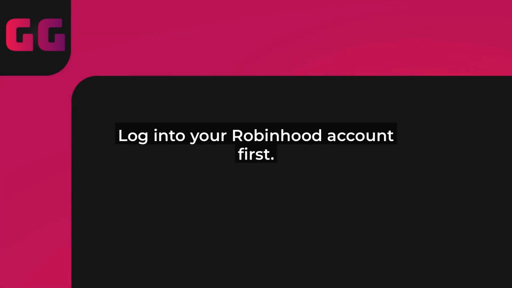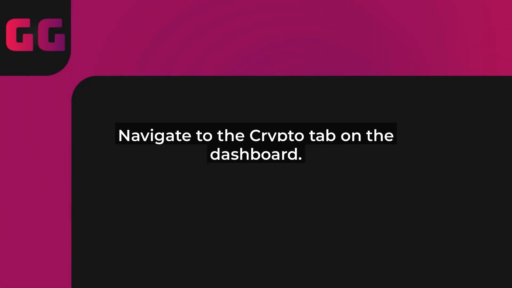Let's jump right in. First things first, make sure you have the latest Robinhood app installed on your phone or access it via their website. Once you're logged in with your account credentials, head over to the main dashboard. Look for the Crypto tab, it's usually front and center. This is where all your digital assets are listed.